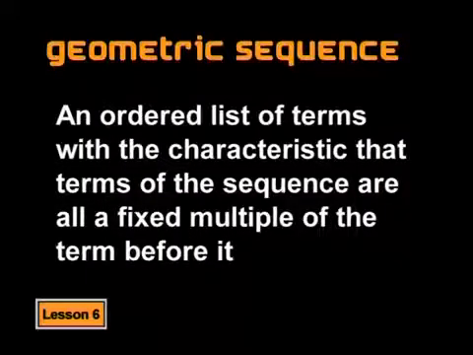questions involving this series. In our previous lesson, we explored a series called a geometric series. We said that a geometric sequence is an ordered list of terms with the characteristic that terms of the sequence are all a fixed multiple of the term before, and that we call this multiple the common ratio. One example of a geometric sequence that we studied looked as follows.